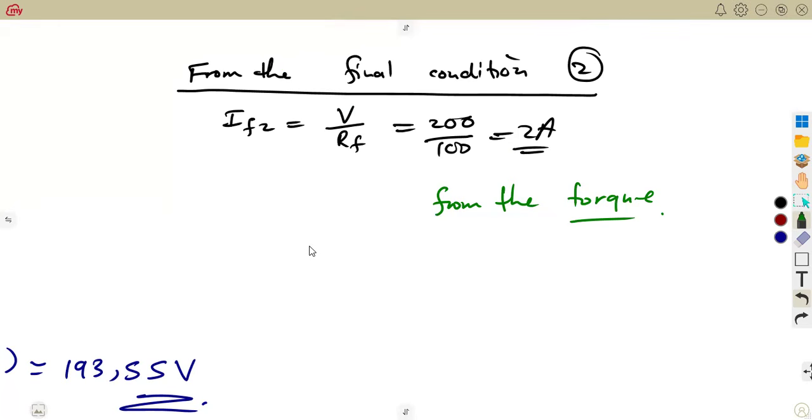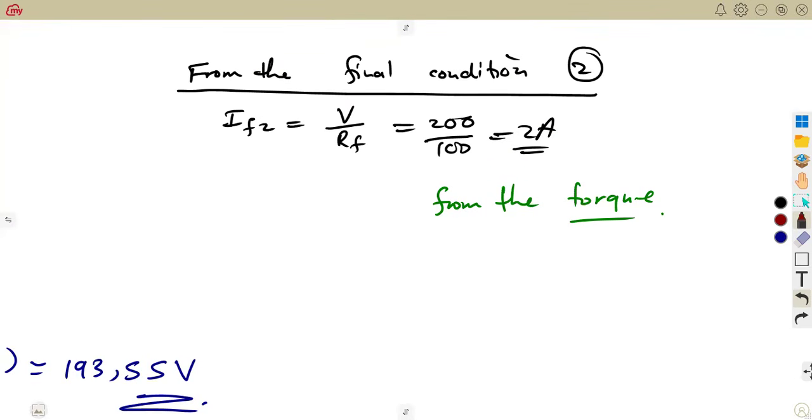Remember there were so many formulas, T1 over T2. But which one is going to work? From that torque, we are going to consider where we've got the field current. There's nothing about the armature. I mean, there's nothing about the given armature current that we can calculate now. So that is the only thing that is left, the torque.